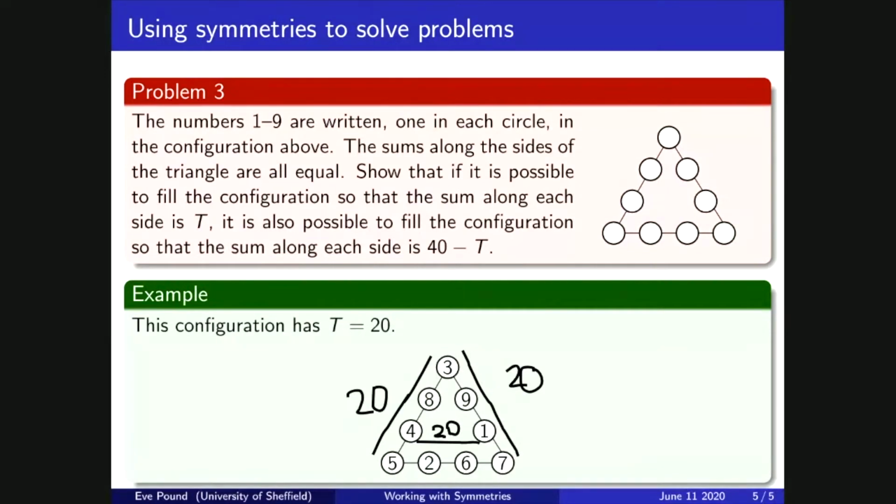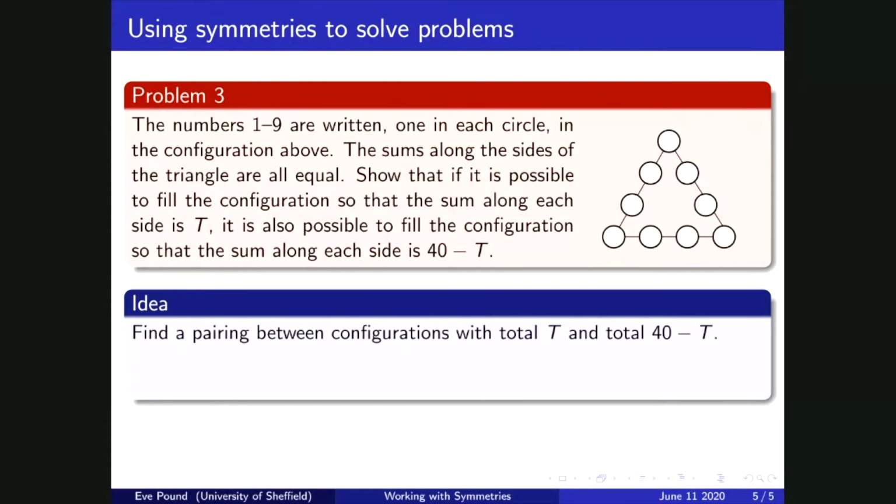So this is what the problem is aiming for. This is an example with the total T being 20. And note that I've used every number exactly once. There's no repeats, and I have to use every number from 1 to 9.